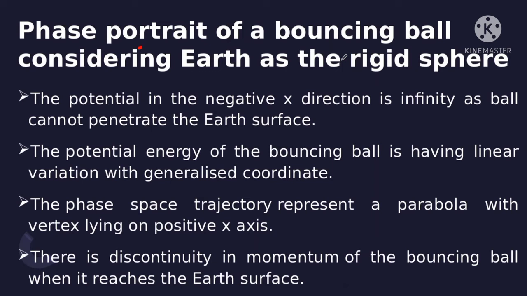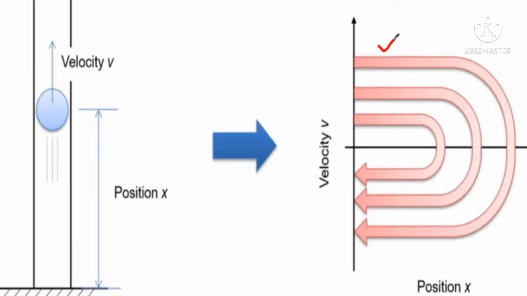Okay, so now a phase portrait of a bouncing ball considering Earth as a rigid sphere. So this is the third case. I have taken some simpler cases to show the analogy we can establish between the Newtonian approach and this phase space dynamics approach. For this, the potential will look like this kind. It's a linear one because V is equal to mgx. That's the kind of potential for a bouncing ball on the surface of the Earth. It cannot penetrate the surface of the Earth. That's why we are not taking it on the negative side; we are taking it just on the positive axis. I'm putting some marks here to represent that there is no potential in this negative x region. So this is the phase portrait of a bouncing ball on the Earth's surface.